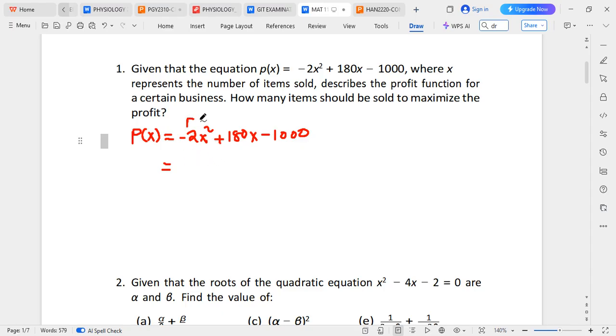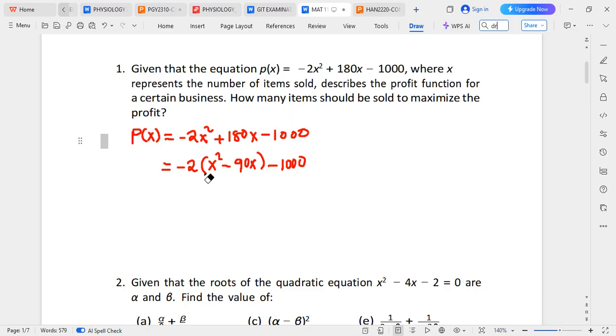So I'm going to get these two terms here and factorize out negative 2. Please only get the one with x squared and the one with x. If I factorize out negative 2, I'm going to remain with a positive x squared. From 180, if I remove negative 2, I'm going to remain with negative 90x, and then minus 1000.